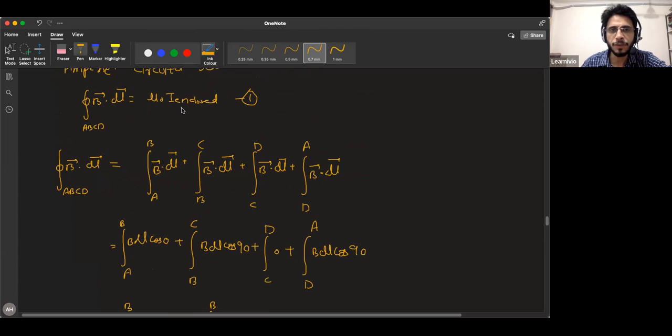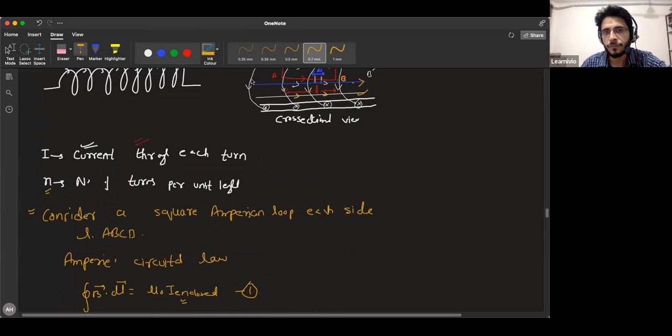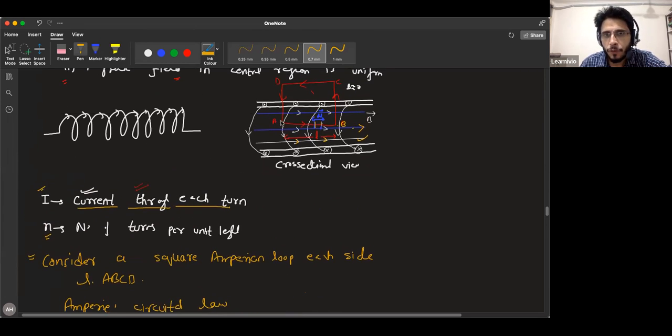The next step is we need I enclosed. What is I here? I is the current through each turn. Now, if you take this Amperian loop, can you count the number of turns passing through it, Akshay? Akshay: 2. Yes, sir. If I consider this Amperian loop, then there are only 2 turns. But this 2 is just a reference. I can draw as many turns as I want.